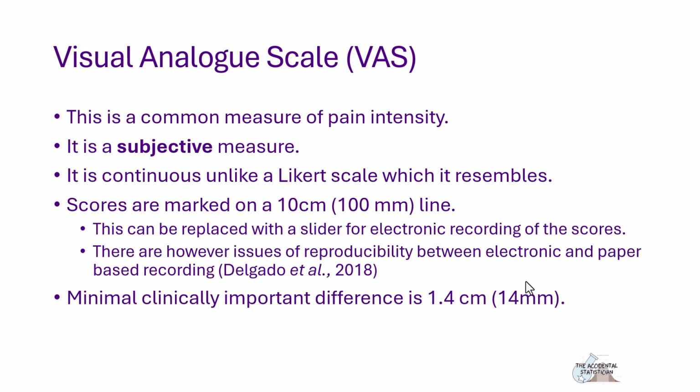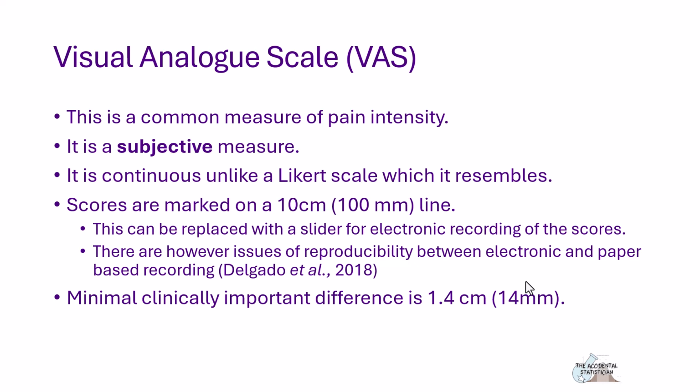Visual Analogue Scale is a subjective measure. Different people have different tolerances to pain and different views about how much something hurts. But it is a commonly used measure of pain intensity. It is continuous, and that makes it different to a Likert scale, which has discrete choices. So how much do you like this course? How much do you like this lecturer? On a scale from 1 to 5, pick one of the numbers. So it's continuous in that you have a 10 centimeter wide or 100 millimeter wide line, and you can place the slider or draw a line in pencil anywhere along that line.